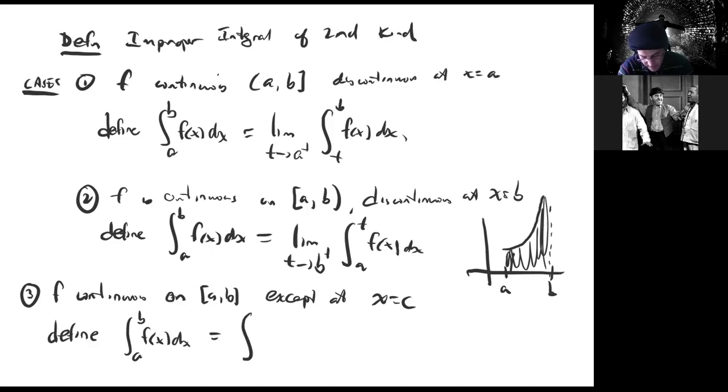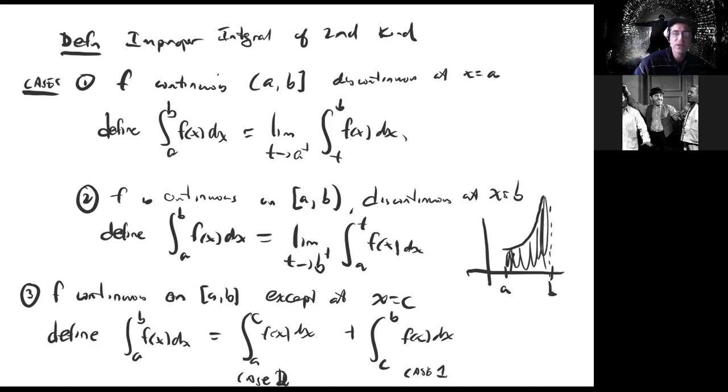integral from a to c of f of x dx. So that's a type 2 integral, that's a case 2 case. And then we can take the integral from c to b of f of x dx. That will be a case 1 case. So this is the definition of improper integrals of the second kind. All improper integrals of the second kind fall into one of these categories. So I'm just going to do some examples for now.